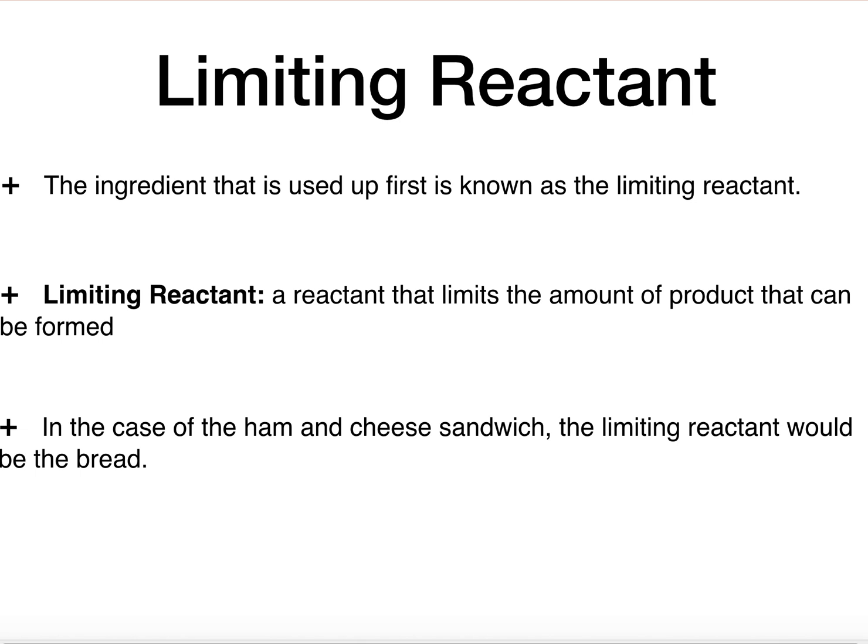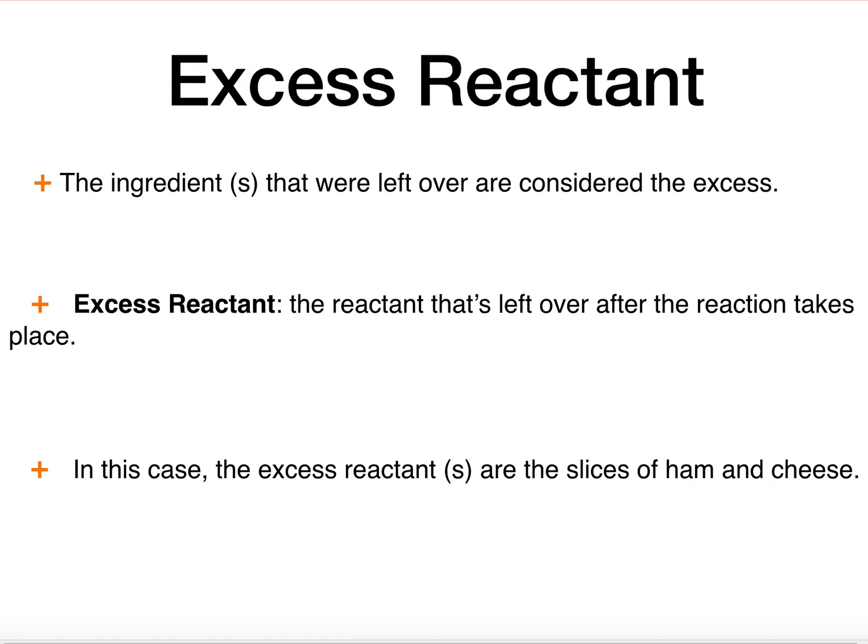And from yesterday's exit slip, we talked about in the case of a ham and cheese sandwich, the limiting reactant would be the bread. Now, an excess reactant, the ingredient or ingredients that were left over, are considered the excess. So the excess reactant is the reactant that's left over after the reaction takes place. In this case, the excess reactants are the slices of ham and cheese. We're not just going to be talking about lunch meat sandwiches, but we're going to put this to good use in terms of chemistry.